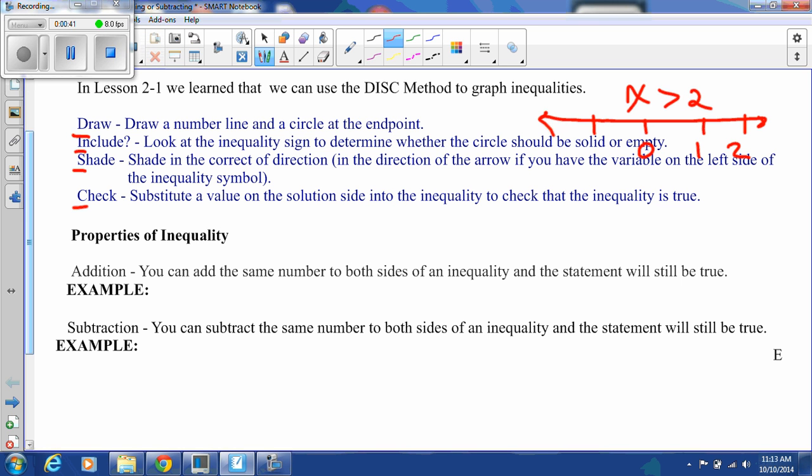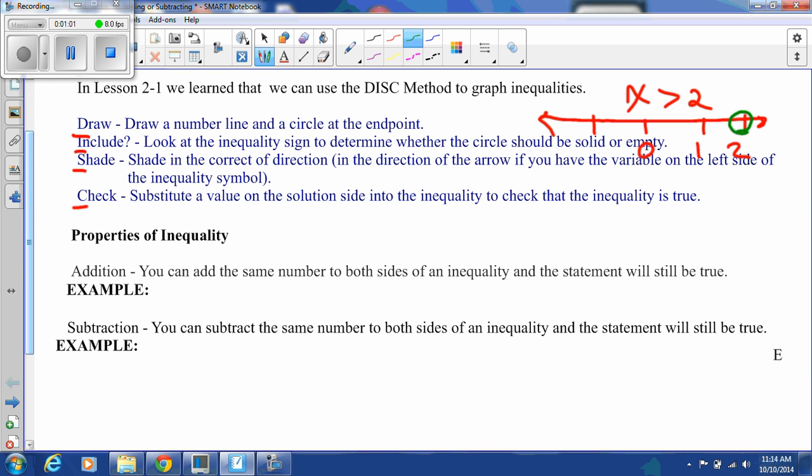D stands for draw. Draw a number line and a circle at the end point. The end point is 2, the number we're comparing x to. Remember, x stands for all real numbers. So we're going to draw a circle at the number 2 on the number line. Notice I'm drawing the circle on the line, not above the line.